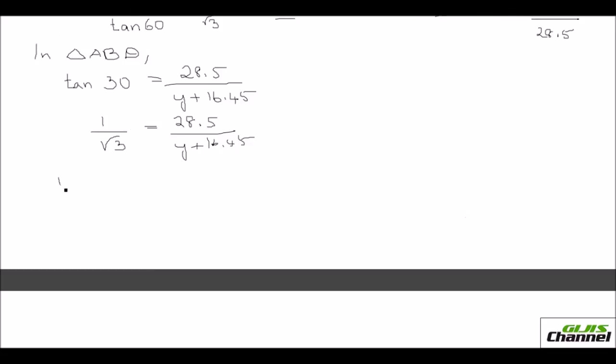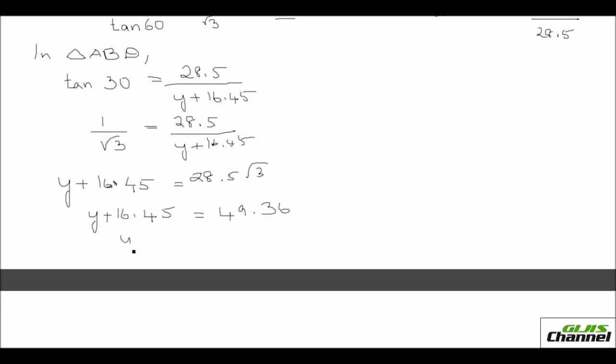So what happens? I get y plus 16.45 equals 28.5 times root 3. Okay, now you get y plus 16.45 is equal to 49.36.